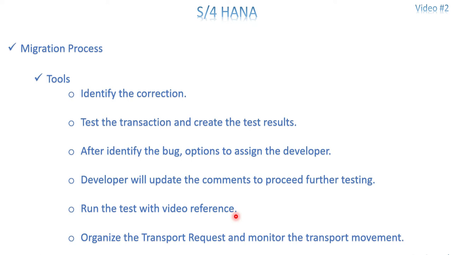And one step ahead, some companies or service providers are using RPA for the migration process. Probably you might be aware of it. So robotic planning, sorry, I misspoke. It's robotic process automation, RPA.